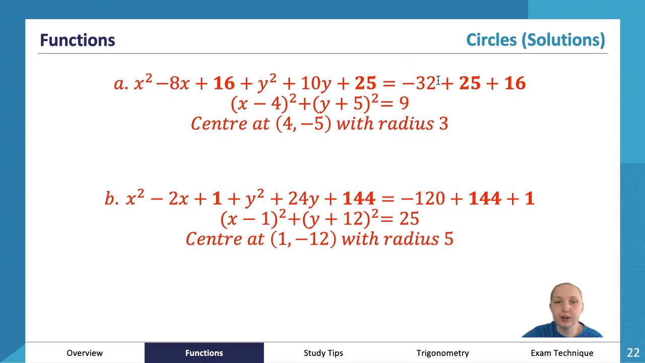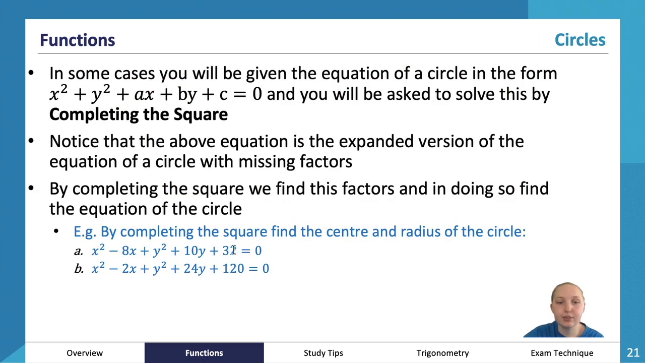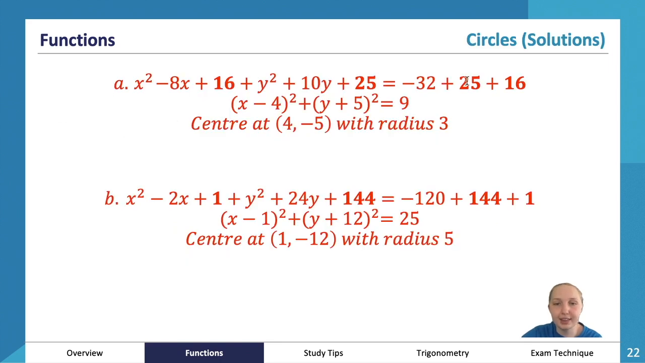Now, what we've done on this side is we have moved our constant of 32 across, and then we've added the 25 and the 16 to this side as well, okay? Because essentially we can't just go adding numbers into the equation. What we have to do is make it equal on both sides. So as long as we add 16 and 25 on both sides, our equation is still equal. So then we add the 25, we add the 16, and we end up with this equation here.